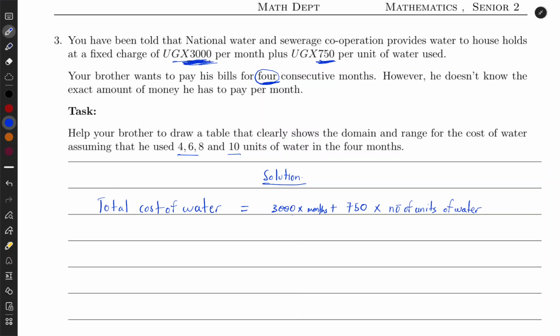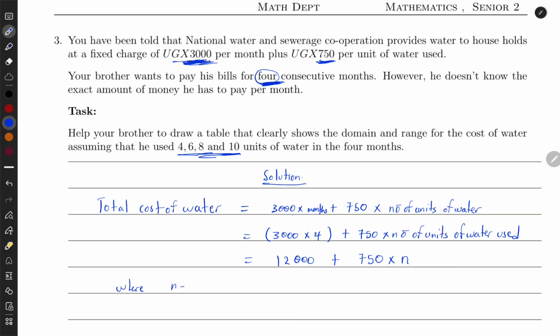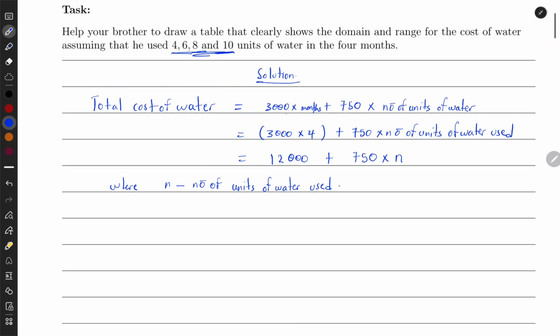Okay, so how do we get that? However, we are aware that he wants to pay his bills for 4 consecutive months, meaning our number of months is 4, so this is supposed to be 3,000 multiplied by 4, because the 4 is fixed, it is not changing. It's the number of units that they have given us that are changing, times the number of units of water used. So therefore this is equal to 12,000 plus 750 times, let's say, n, where whenever you use a variable, you have to label it, where n in this case is the number of units of water.